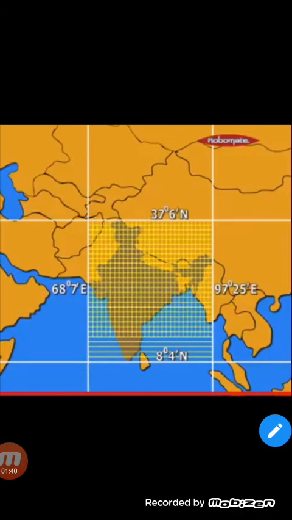The mainland of India lies between latitude 8 degree 4 north to 37 degree 6 north and longitude 68 degree 7 east to 97 degree 25 east. This is the location of India.